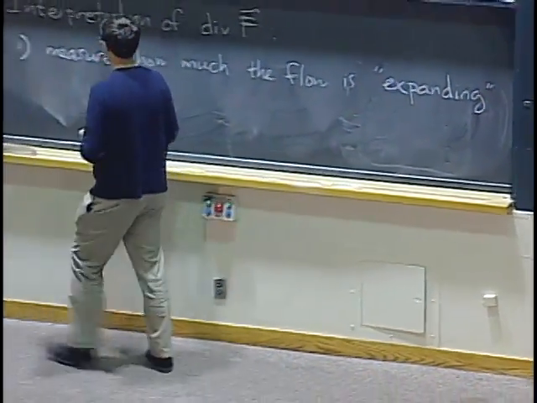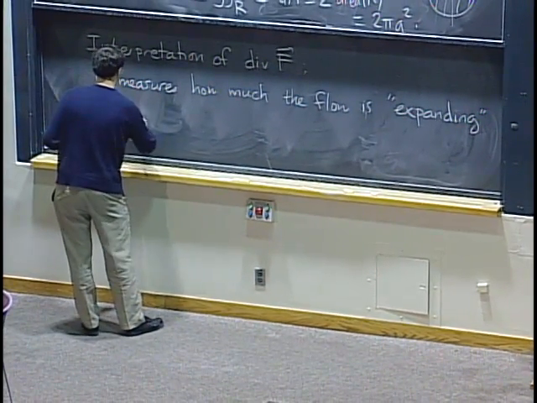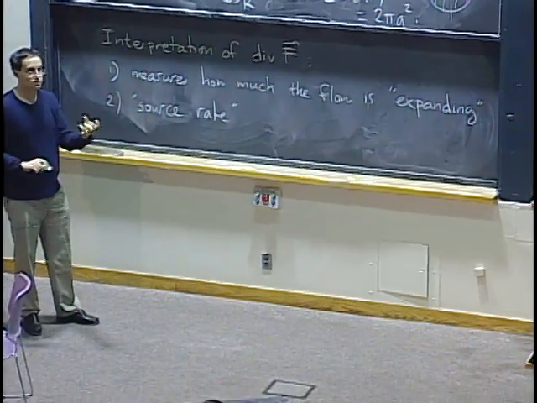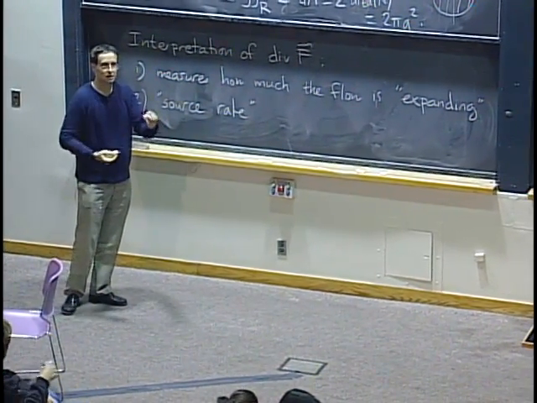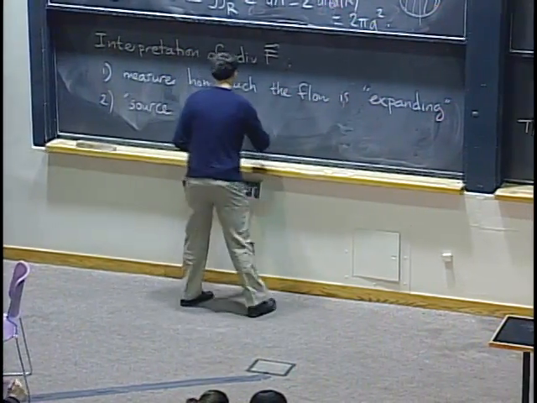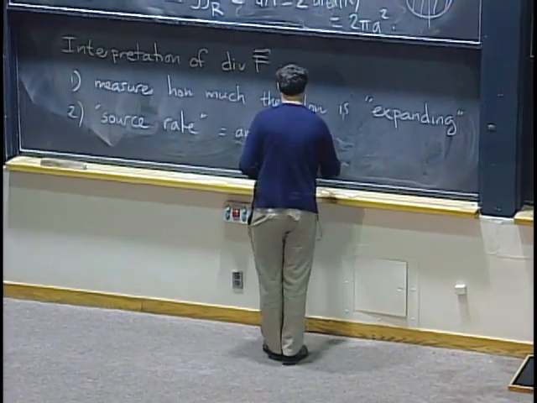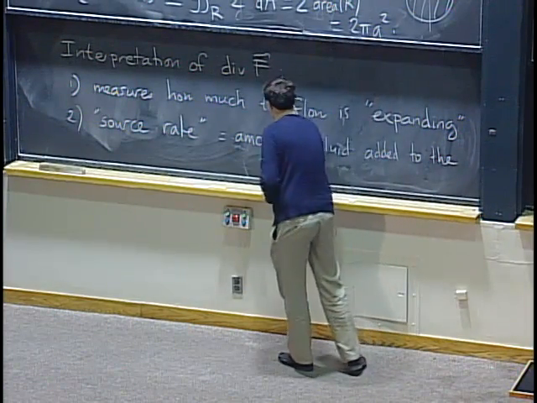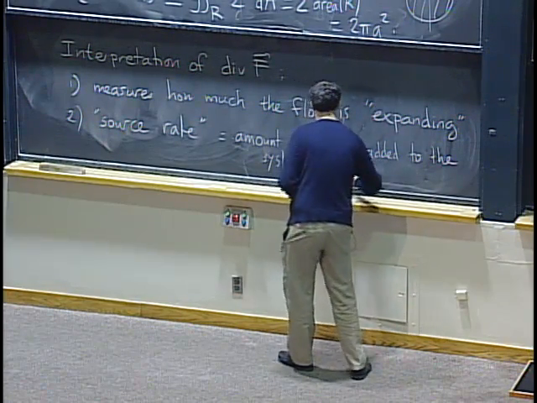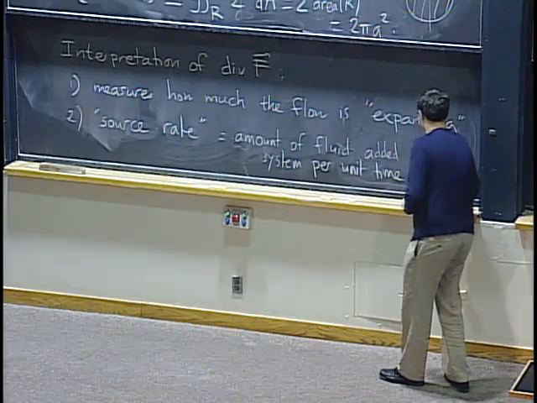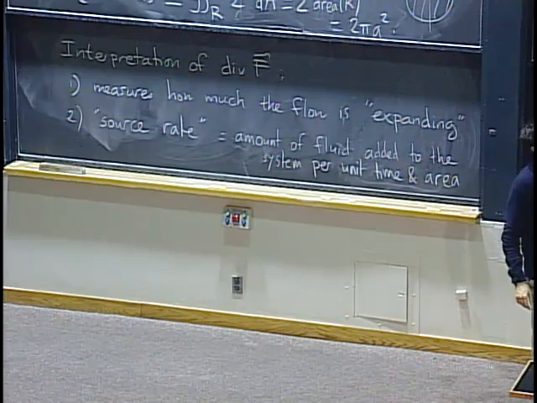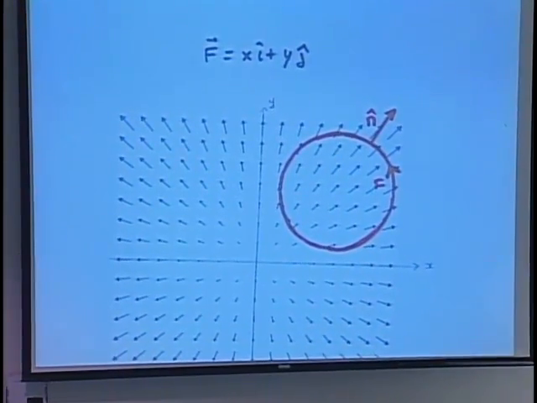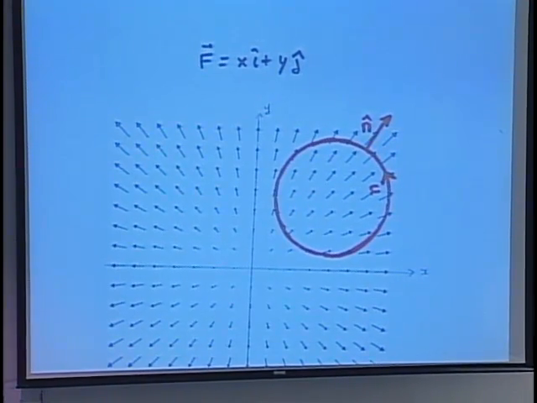So the other way to think about it is that divergence is the source rate. It's the amount of fluid that's being inserted into the system, that's being pumped into the system per unit time and per unit area. So what div f equals 2 means here is that you have matter being created or being pumped into the system so that you have more and more water filling more and more space as it flows.